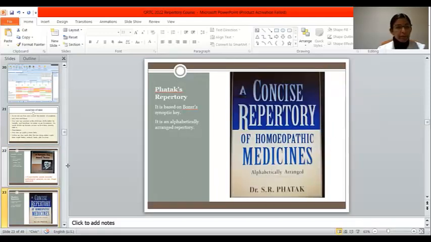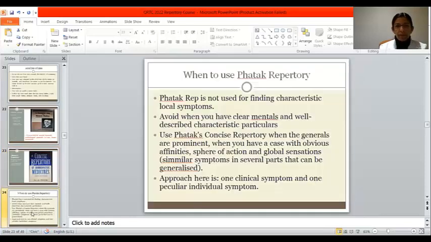Phatak's Concise Repertory of Homeopathic Medicines, arranged by Dr. Phatak. This is an alphabetically arranged repertory and it is based on Boger's synoptic key.